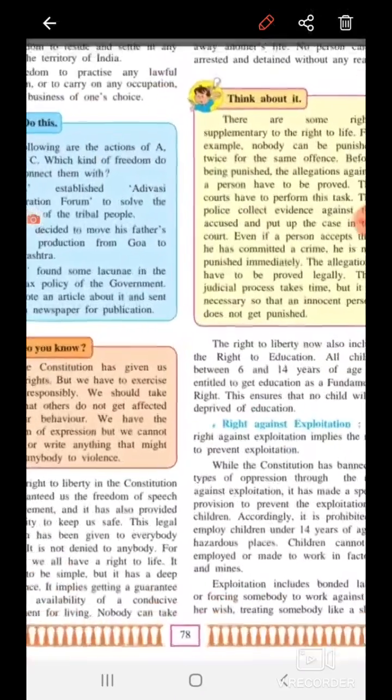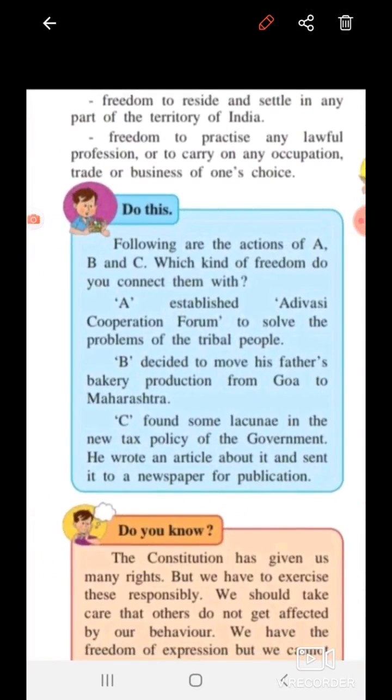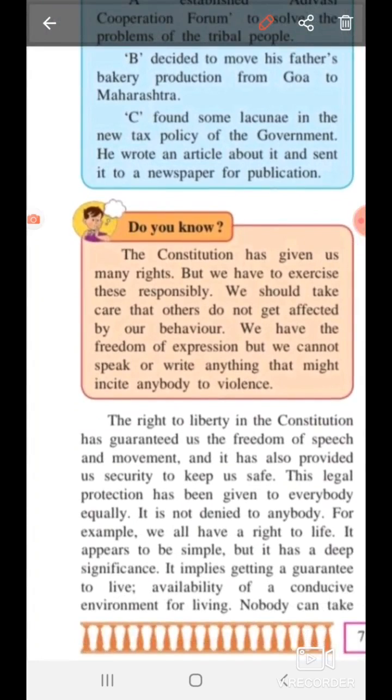Then they have the freedom to reside or settle in any part of the territory of India. Then freedom to practice any lawful profession or to carry on any occupation, trade or business of one's choice. Now, let us learn the right to liberty in the constitution has been given to us by the freedom of speech and movement. Therefore, it is necessary for us to keep it safe.